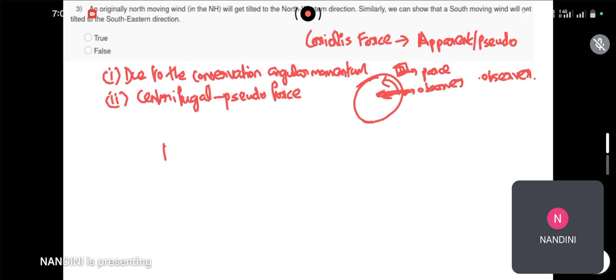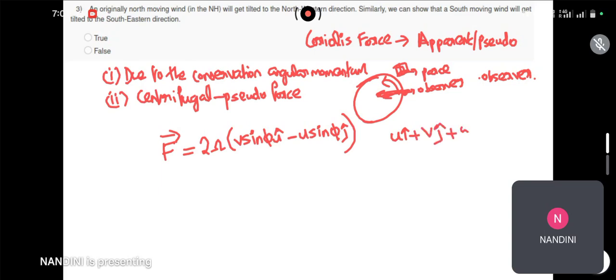What is the equation for the Coriolis force? The Coriolis force is basically given by 2 omega p sine phi into i minus q sine phi into j. So this is the equation for the Coriolis force. So what does it mean? Suppose we represent the wind in vector form, ui plus vj plus wk. This is the wind velocity. u is its zonal component, zonal velocity, which basically gives you the velocity in the west-east direction.